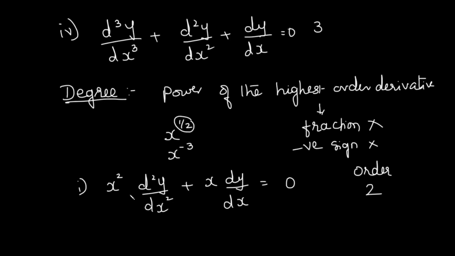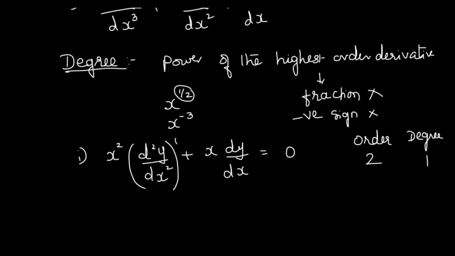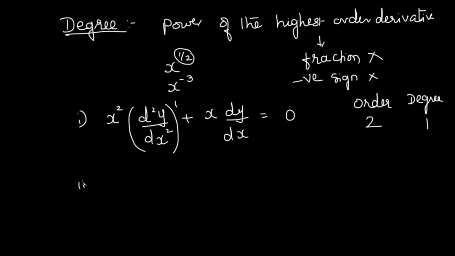Okay. And what is the power of this highest order derivative? It is raised to 1. Isn't it? The power is 1. That means the degree of this equation is 1. So order is 2 but degree is 1. So did you understand what is the meaning of degree of the equation? Good. So one more example.